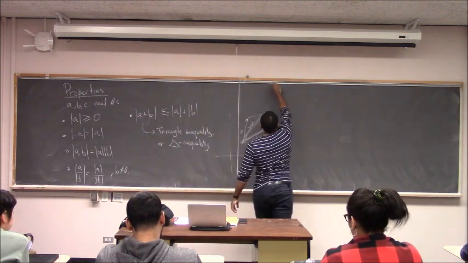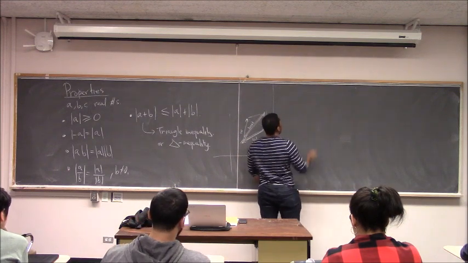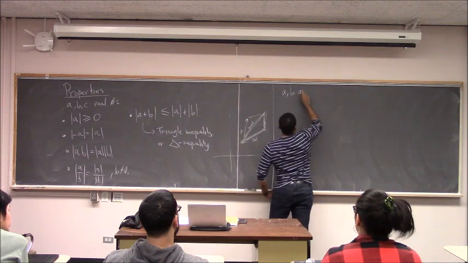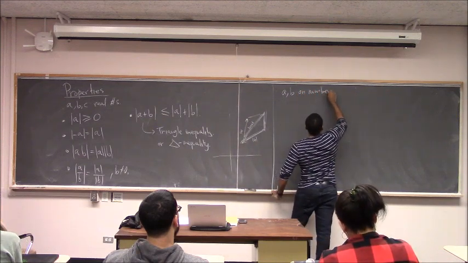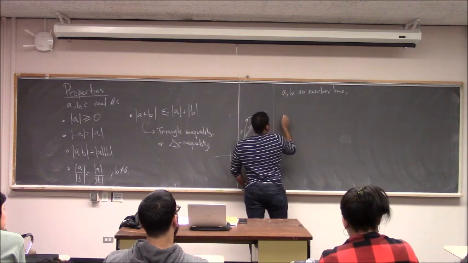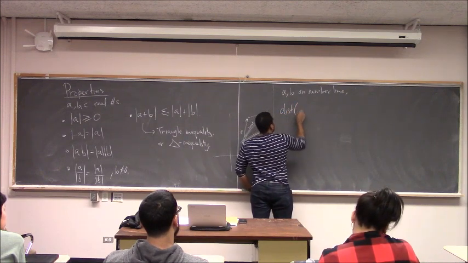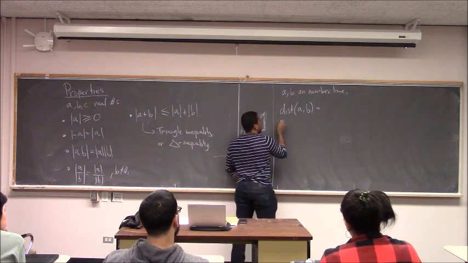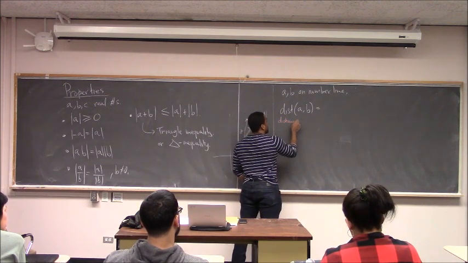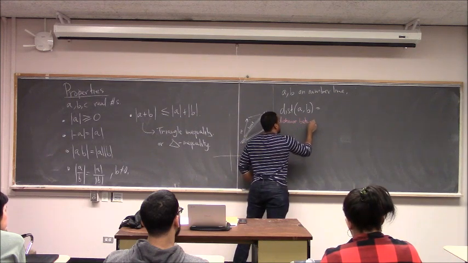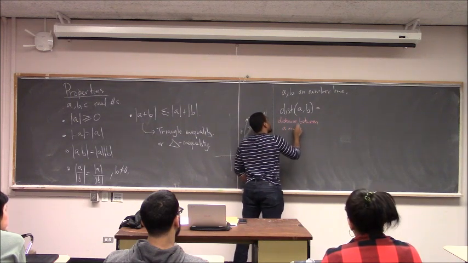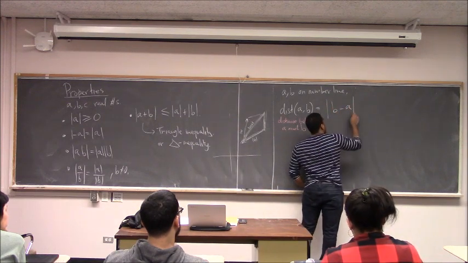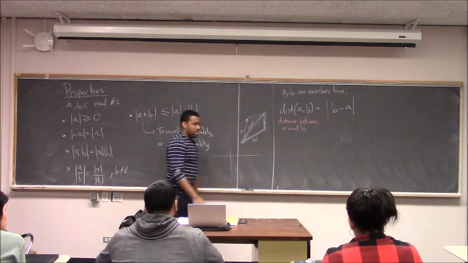With this, there's a nice way to talk about the distance between two values on the number line. A, B on the number line. Then the distance AB, this is basically the distance between A and B, is defined to be the absolute value of B minus A. Of course, it's going to be the same as the absolute value of A minus B.